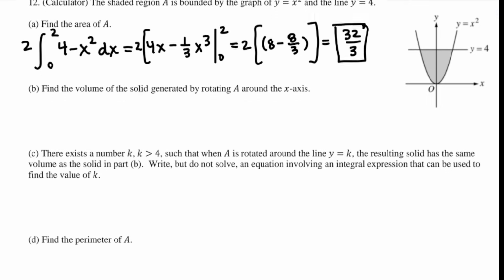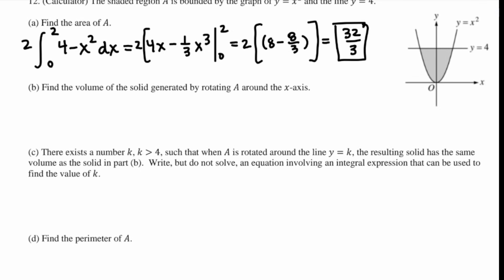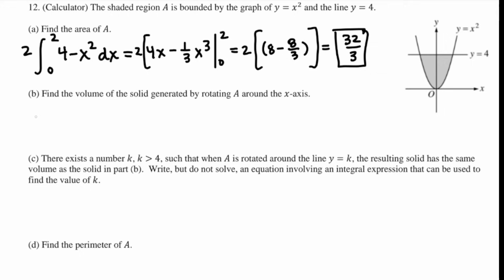All right, find the volume of the solid generated by rotating A around the x-axis. Okay, so I'd have large radius is going to be 4 minus 0. Small radius would be x squared minus 0. So I'm going to be doing pi times the integral from negative 2 to 2 of 4 squared minus x squared, squared.